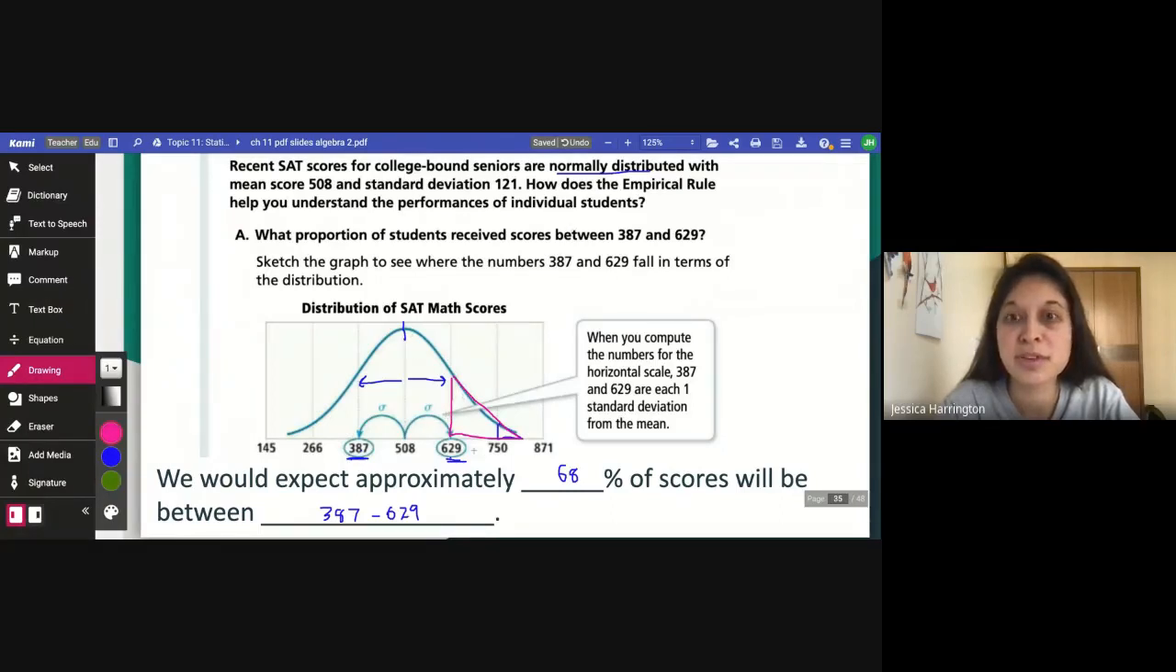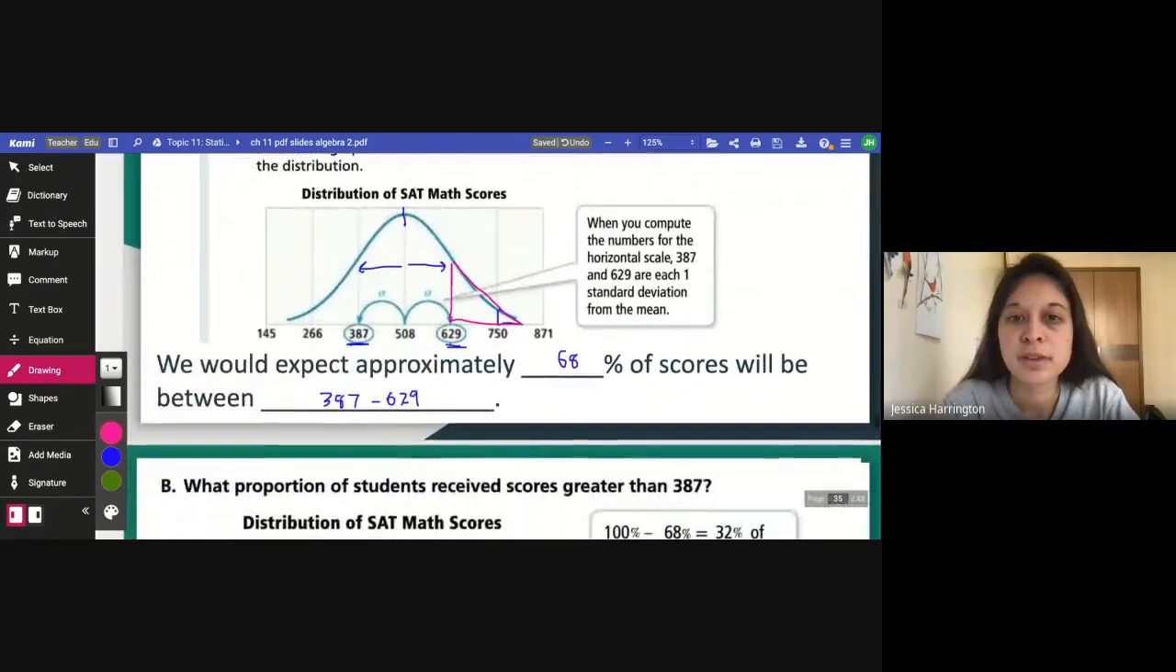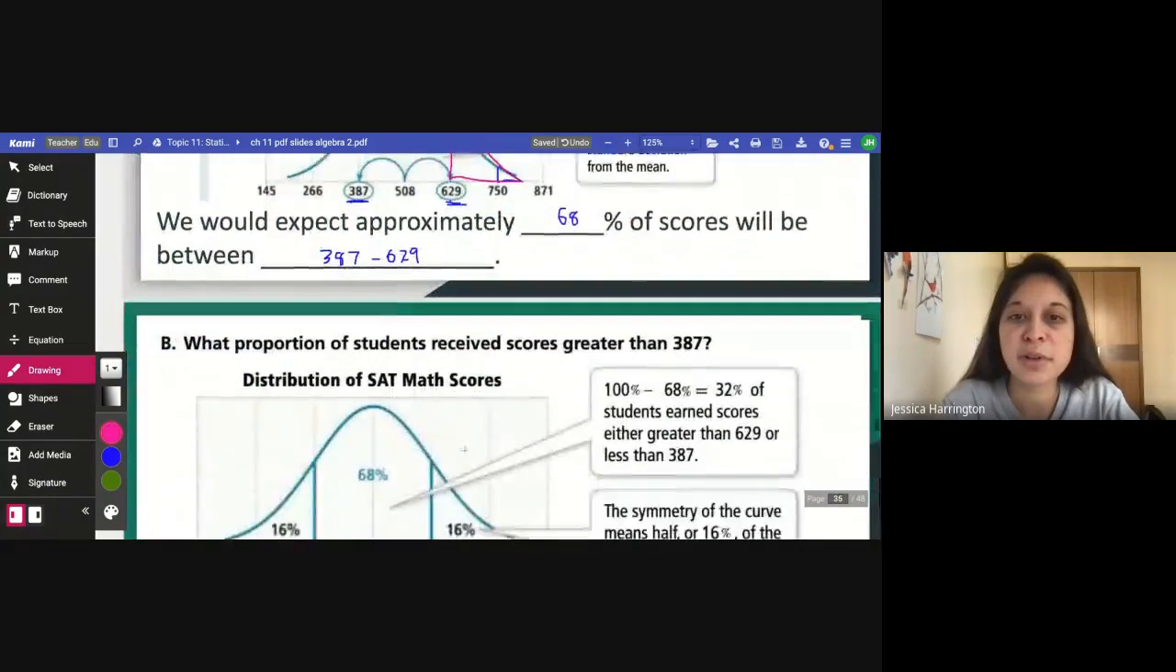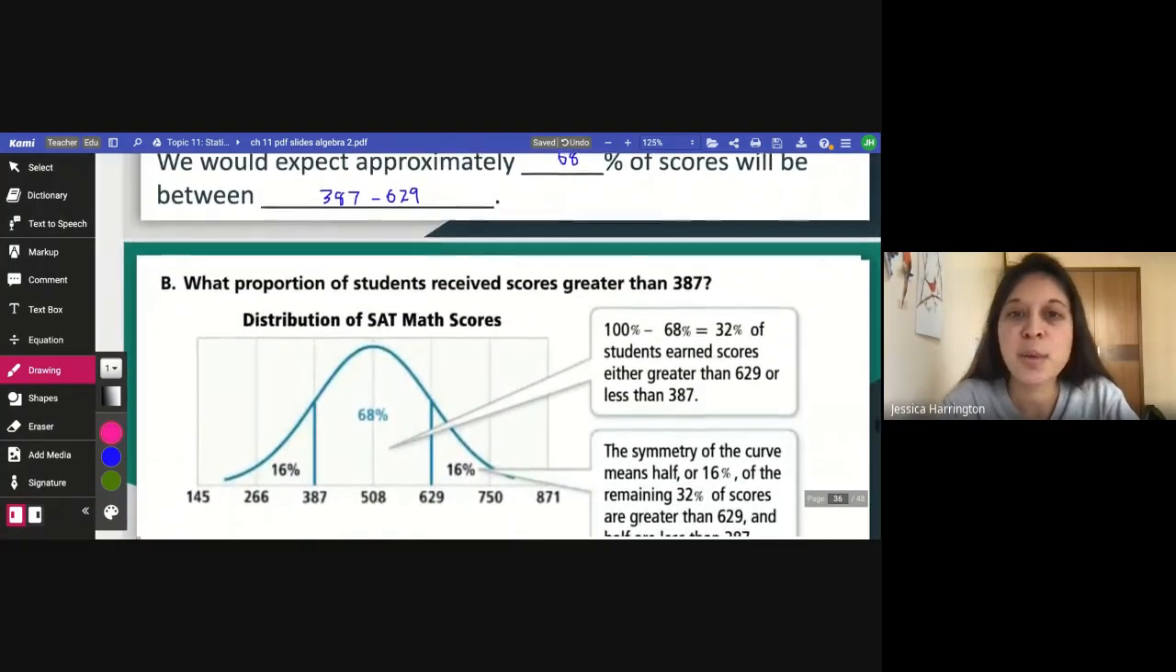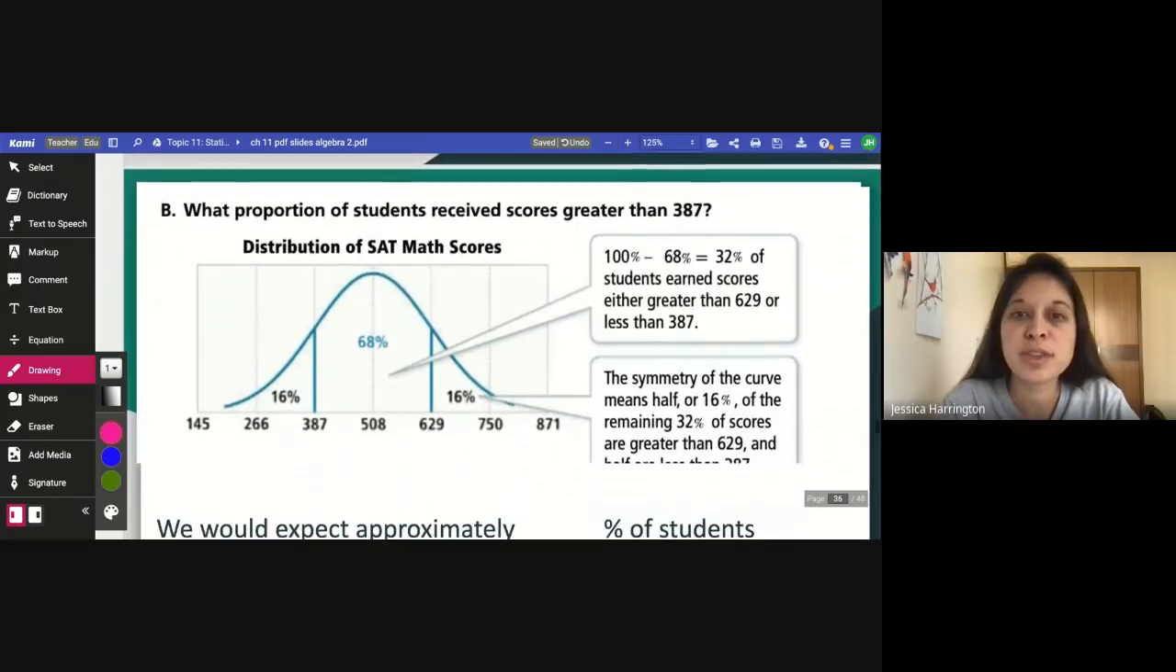So that's how you can use it to see where you fell. So we're going to actually use what I just said to figure out this one, right? It says what proportion of students received a score greater than 387. So how many kids, if that was a straight line, got above a 387?